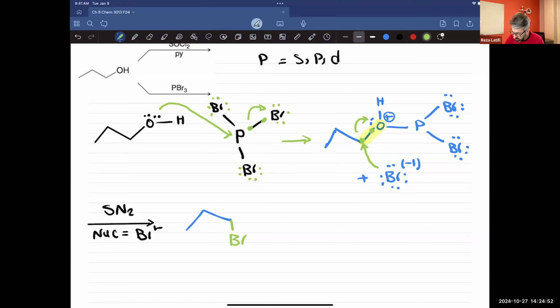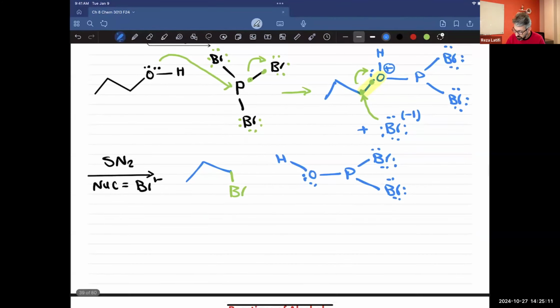and OH will leave the system, and in that case, we will have hydrogen attached to oxygen. Oxygen now has two lone pairs and is attached to phosphorus, and phosphorus is attached to two bromines. Again, each bromine has three lone pairs, and so one of the products will be an alkyl halide, and our X in this case is going to be a bromide, and the second one will be HOPBr2.